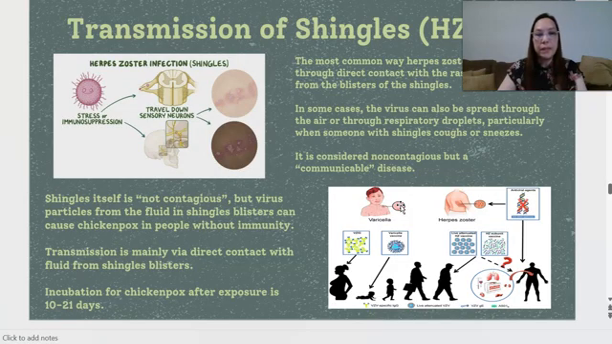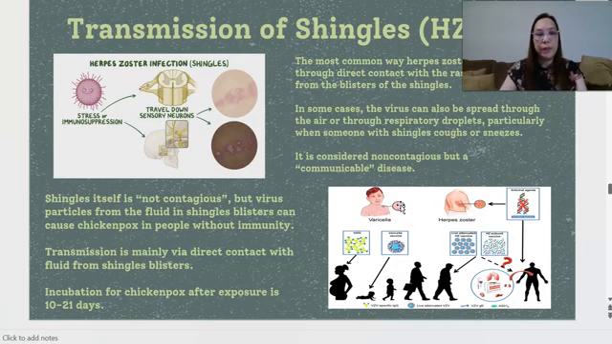Direct contact, touching the fluid from shingles blisters, can spread the virus, specifically to people who haven't had chickenpox. Airborne, sometimes the virus spreads through the air if a person with shingles coughs or sneezes. Contagiousness: shingles isn't itself directly contagious, but the virus can still spread and cause chickenpox in others. It's termed non-contagious, but it is communicable, meaning it can be transferred but not in its current form as shingles.